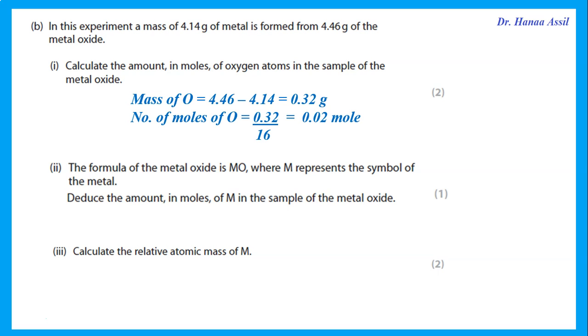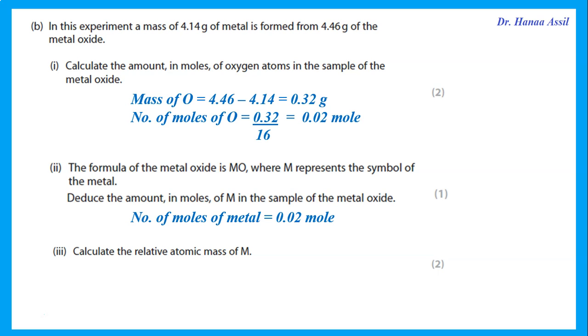Again, how do we get number of moles? But we're talking here about oxygen atoms. So this is divided by the mass number, and I get 0.02 mole. Now, the formula of the metal oxide is MO. That tells you that the number of moles of O is the same as the number of moles of M. So deduce the number of moles of M, it is the same.